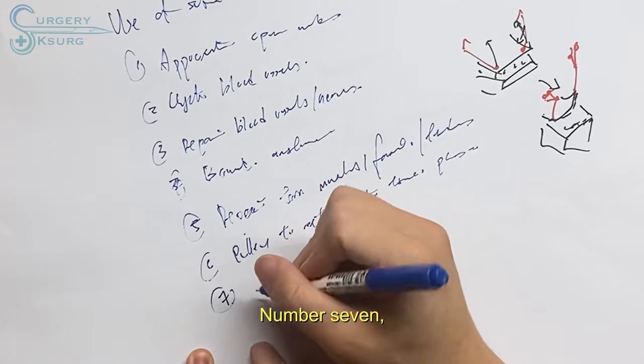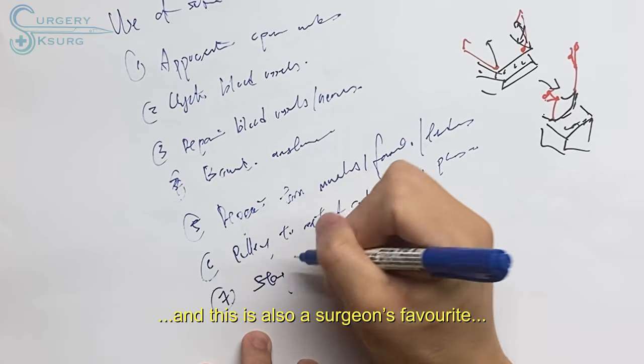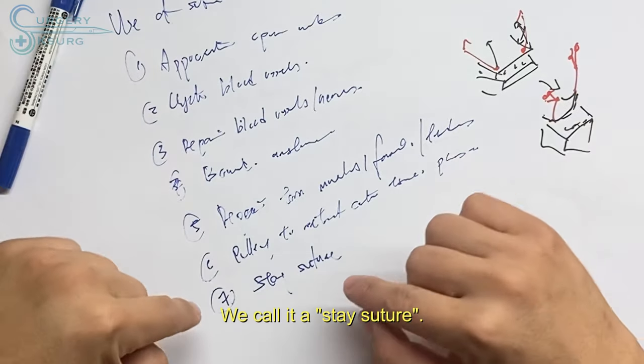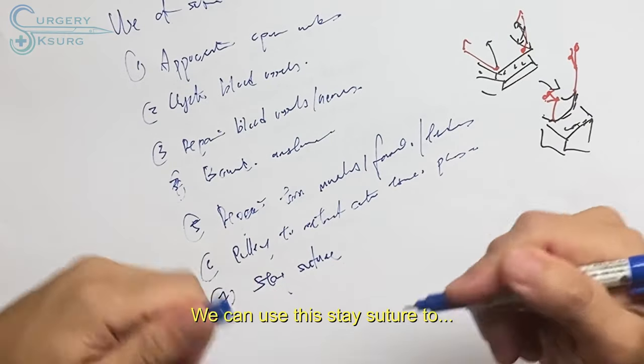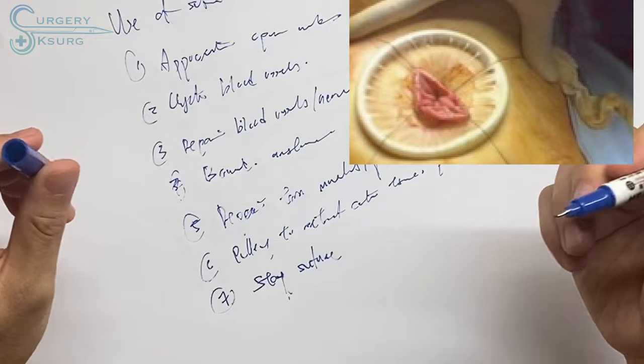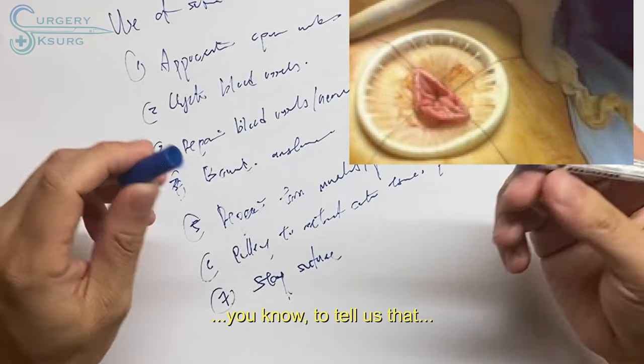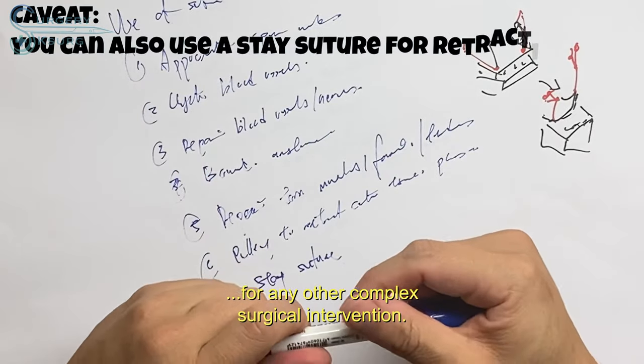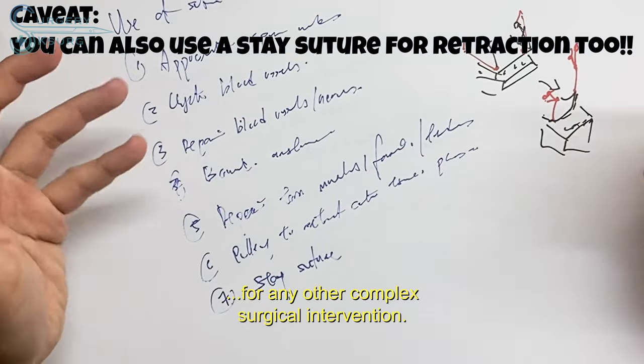Number seven, and this is also a surgeon's favorite. You can use it as a stay. We call it a stay suture. We use this stay suture to tell us that you have already gone through this step for any other complex surgical intervention.